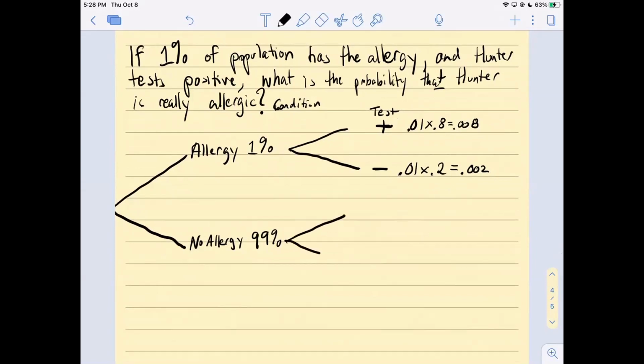For the no allergy, the two branches would be if the test was positive and negative, and if it was positive, it would be a 0.1% chance. Nice. And we take 10% of the 99 people, or 99% of people, which is about 9% of the entire population. And then for the negative, it would be 0.9 times 0.99.